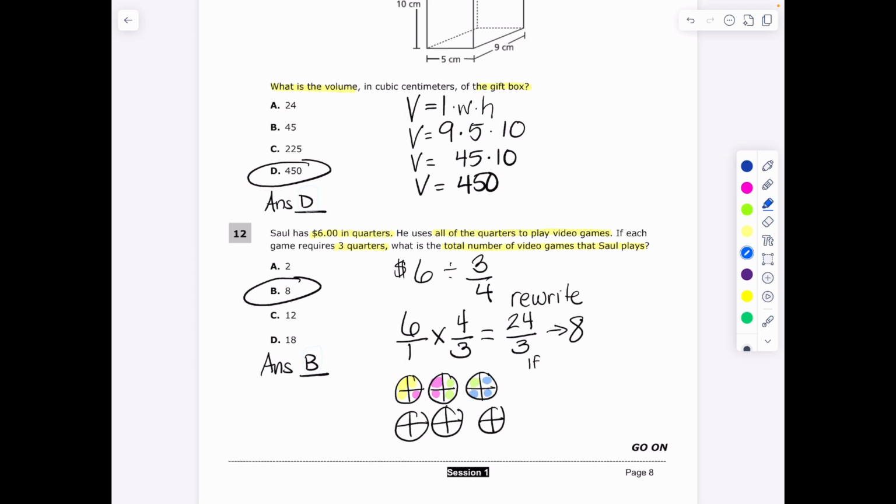4 games. 5 games. 6 games. 7 games. He can play 8 games, because out of those 24, I have 8 groups of 3. So we can see it in there. All right, so again, drawing it can be really confusing, but I think for some kids it helps it make sense. Or you can just use the algorithm. I can just rewrite it as a multiplication sentence, which we know how to do. All right, hit pause and jot this down into your notes.